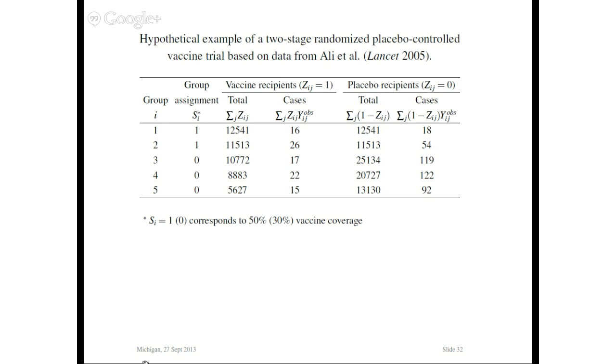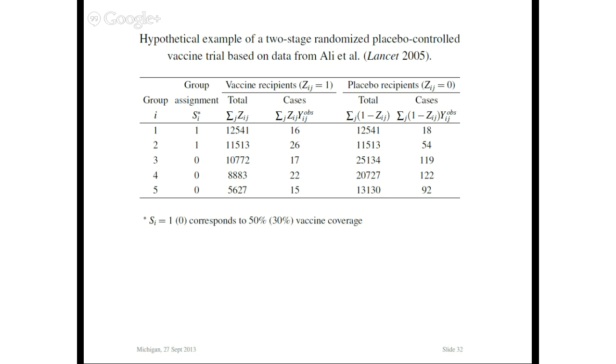So here's a hypothetical example of this two-stage randomized experiment. We did this sort of for two reasons. One was because we were trying to think of the ideal situation, but also because we didn't have access to the actual cholera data at the time. So I'm not necessarily saying this is the experiment you'd want to do, but imagine you took Matlab, Bangladesh, and you broke it up into five districts. And you randomize two of those districts to get high vaccine coverage, say 50%, and the other three to get low vaccine coverage. Then you followed individuals for a year and you counted up the number of cholera cases.